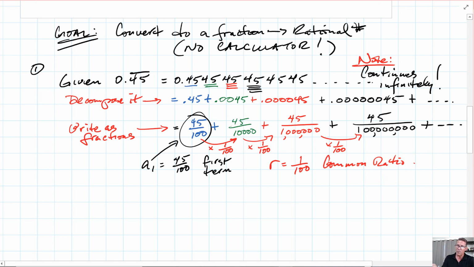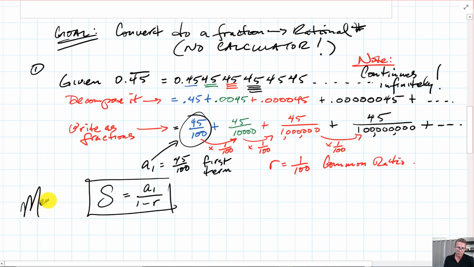Okay, and now you go for it. Now you calculate the infinite sum. So remember, S stands for sum, and it's always a sub 1 divided by 1 minus r. So you have to memorize this, and you will if you do your homework correctly. So S is equal to the first term, which is 45 hundredths, divided by 1 minus the common ratio of 1/100th.